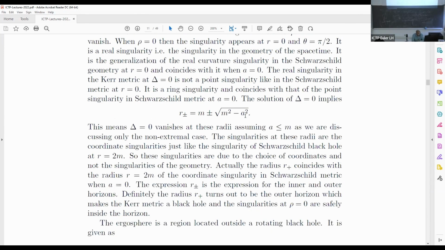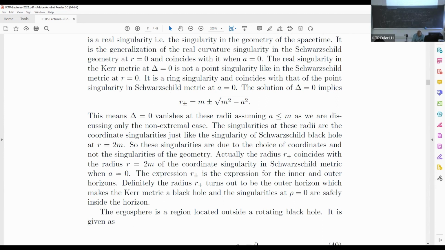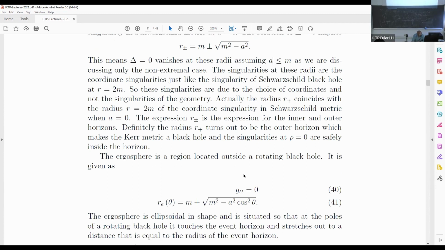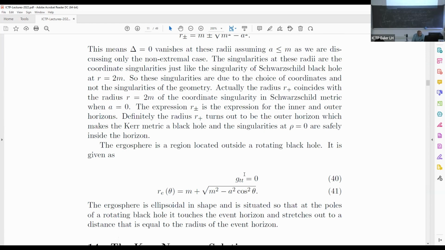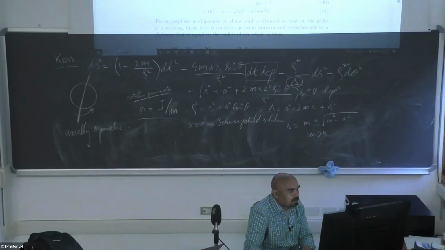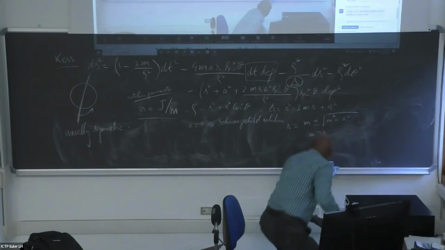And this is the situation, this equation, where I have said that m should be greater than a in order to avoid the extremal case. And here again, there will be r plus and r minus, two inner and outer horizons. Here there is another object also called the ergosphere, which is the region located outside a rotating black hole. The ergosphere I should draw on the blackboard.